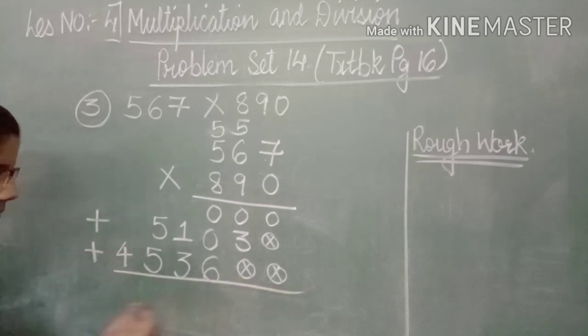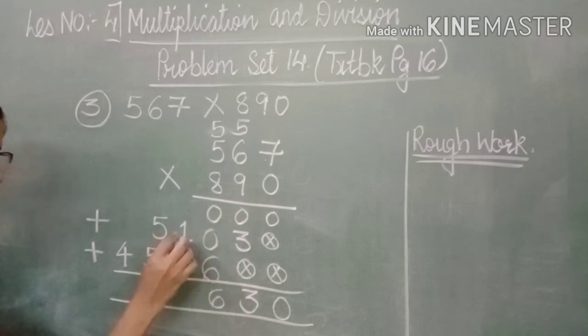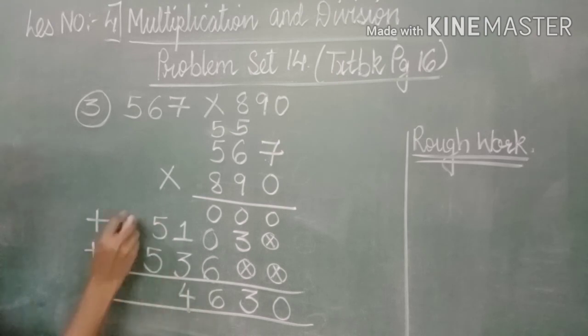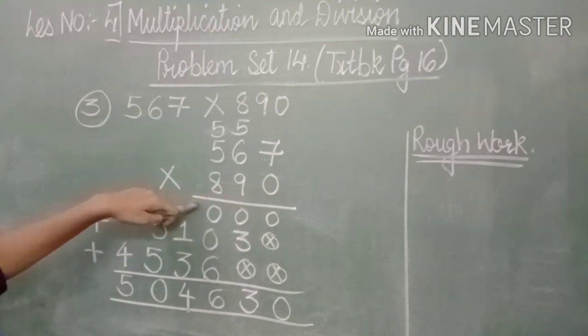Addition. Now let's do the addition. 0 plus 3 plus 0, 3. 0 plus 0 plus 6 becomes 6. 1 plus 3 becomes 4. 5 plus 5 becomes 10, 1 carried up, 0 written down. 4 plus 1 becomes 5. Okay, let's see the answer. As you know, the answer will be 0.